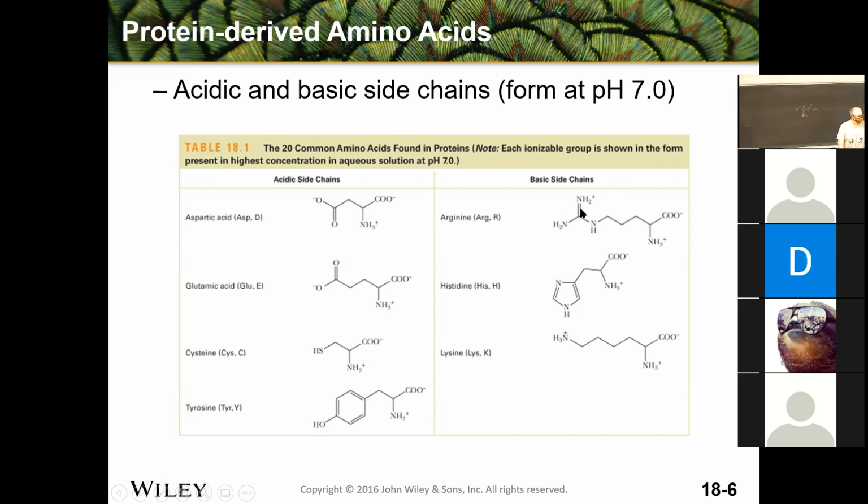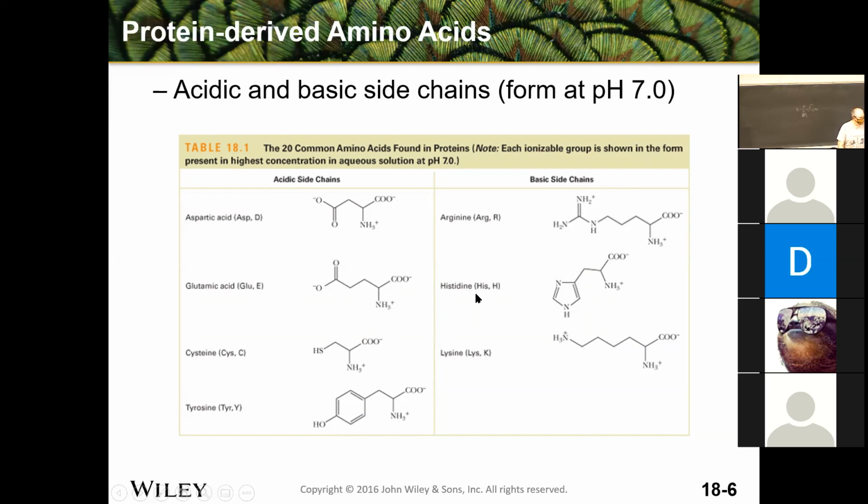This is fairly strongly basic, at least compared to most amines. Okay, when we protonate this nitrogen, that plus charge gets spread out by resonance among all 3 of the nitrogen atoms.